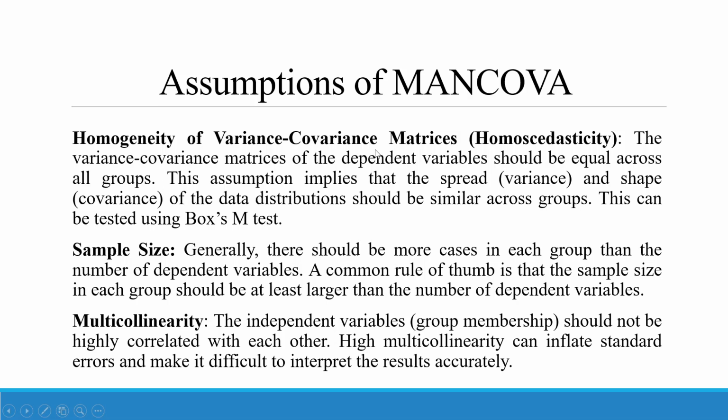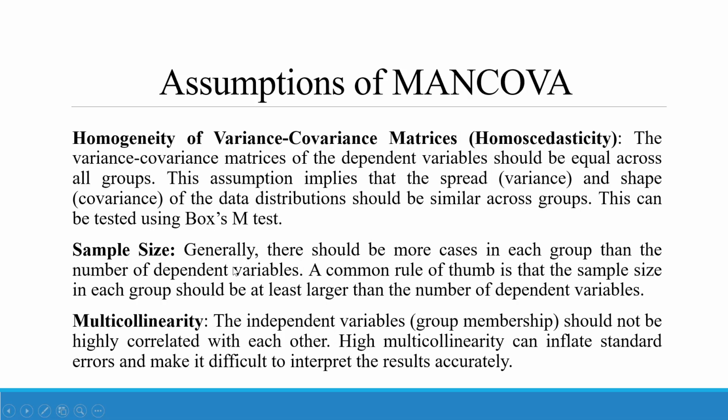Homogeneity of variance-covariance matrices, that is homoscedasticity. The variance-covariance matrices of the dependent variable should be equal across all groups. This assumption implies that the spread, that is variance, and the shape, that is covariance, of the data distributions should be similar across groups. This can be tested using the Box's M test.